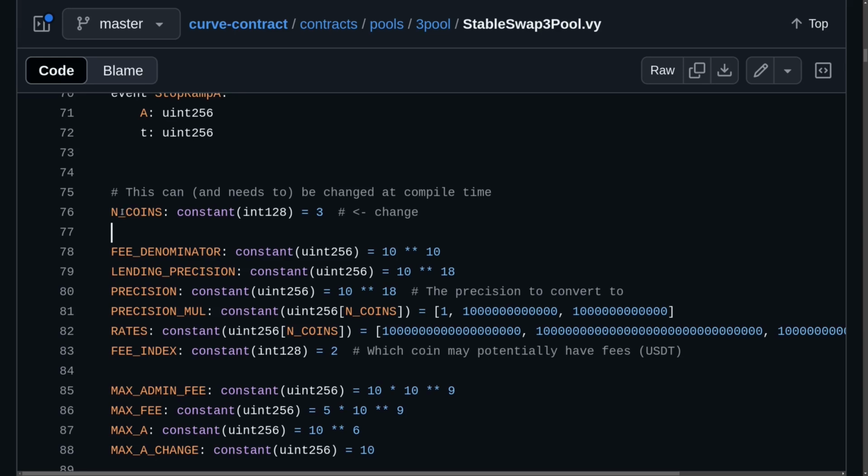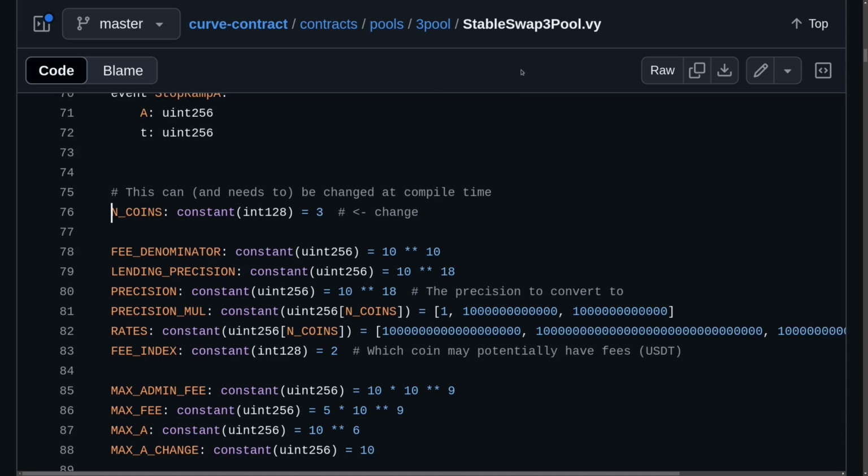This tells how many tokens this pool will support. Since 3 pool is DAI, USDC, and USDT, it supports 3 tokens. Hence, n-coins is set to 3. The reason why I'm mentioning this here is because this will affect the interface that you'll need to declare when you call Curve V1 AMM.